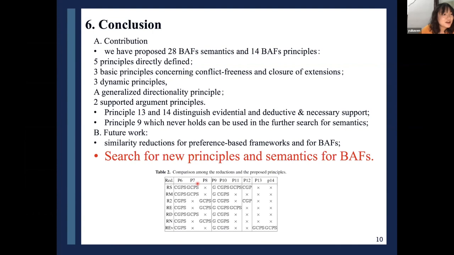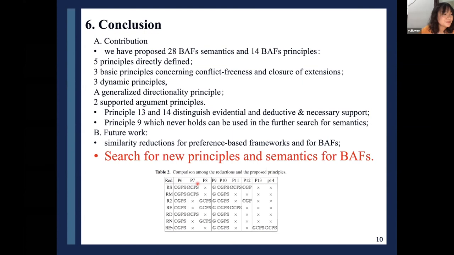Okay, to conclude, we give a complete analysis of 28 BAF semantics and 14 BAF principles. 24 of these semantics are for deductive and necessary support and defined using a reduction, and 4 other semantics are defined directly. And for the principles, we consider 5 principles directly corresponding to the different kinds of indirect attack, 3 basic principles concerning conflict-freeness and the closure of extensions, 3 dynamic principles, a generalized directionality principle, and 2 supported arguments principles.